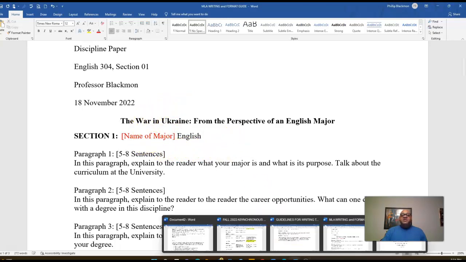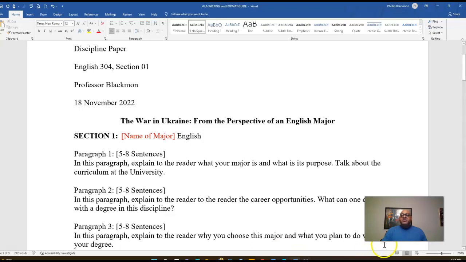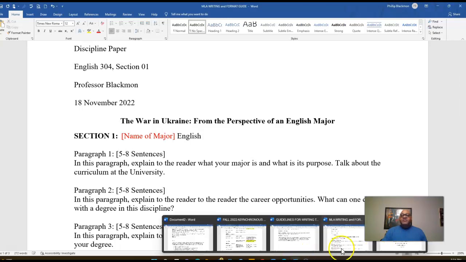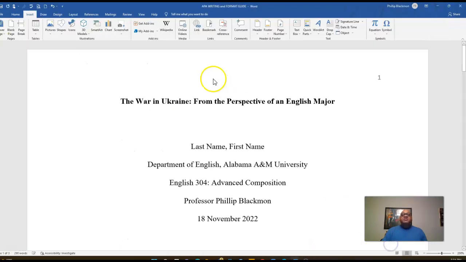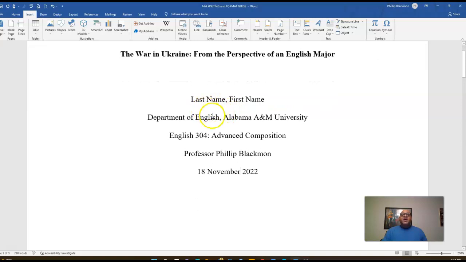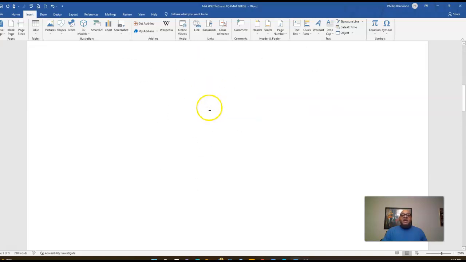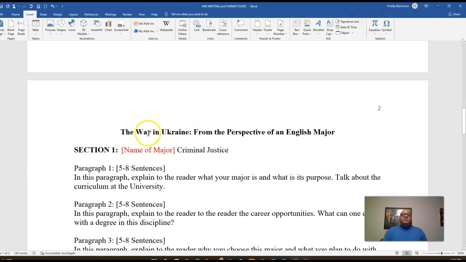Those of you whose major requires APA format, then your paper will have a title page, right? Your paper will have a title page. The war in Ukraine from the perspective of an English major. You know how to format the title page. On page 2, you will have your title.